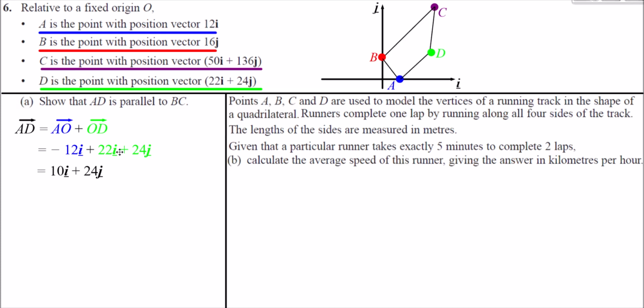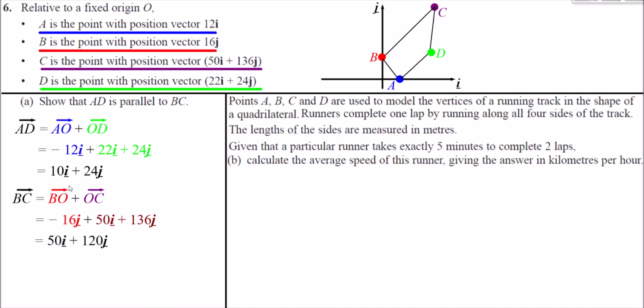In exactly the same way, we can do the vector B to C. To go from B to C, I'm going to go from B to O, and then from O to C. B to O will be minus 16j, because I'm not going from O to B, I'm going B to O, the opposite way. So minus 16j plus the position vector of C gives us minus 16j plus 50i plus 136j. 136 minus 16 gives 120 for the new j component, and the i component will be 50. So this simplifies to 50i plus 120j.